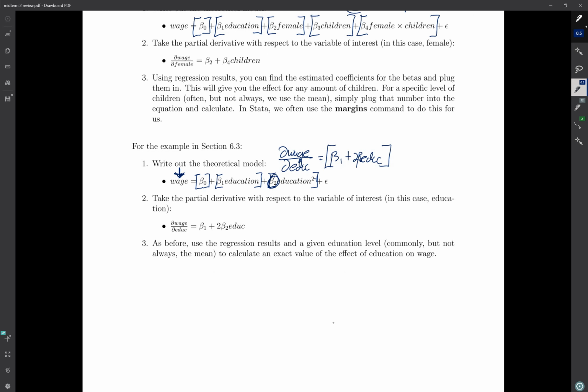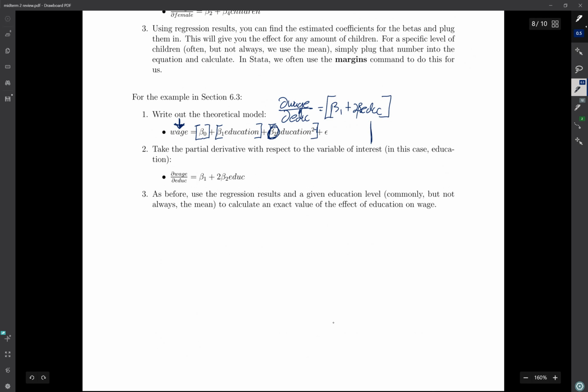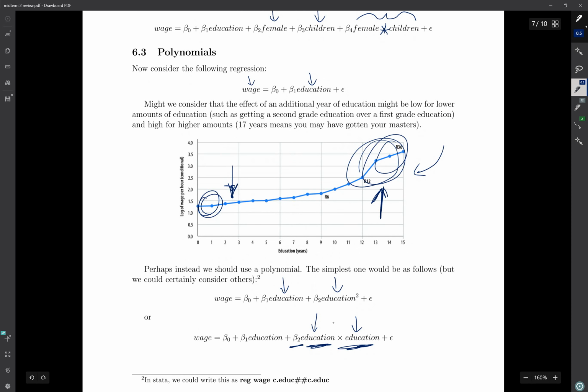Again, just like we saw with this one, which education values we use really depends on the questions we're trying to ask. A lot of times we'll use the median or the mean in order to find out what sort of effect education has on wage on average. But in this particular case, we might be interested in what the effect is for people that have a lot of education, or what the effect is down here. So we might be interested in asking those questions.